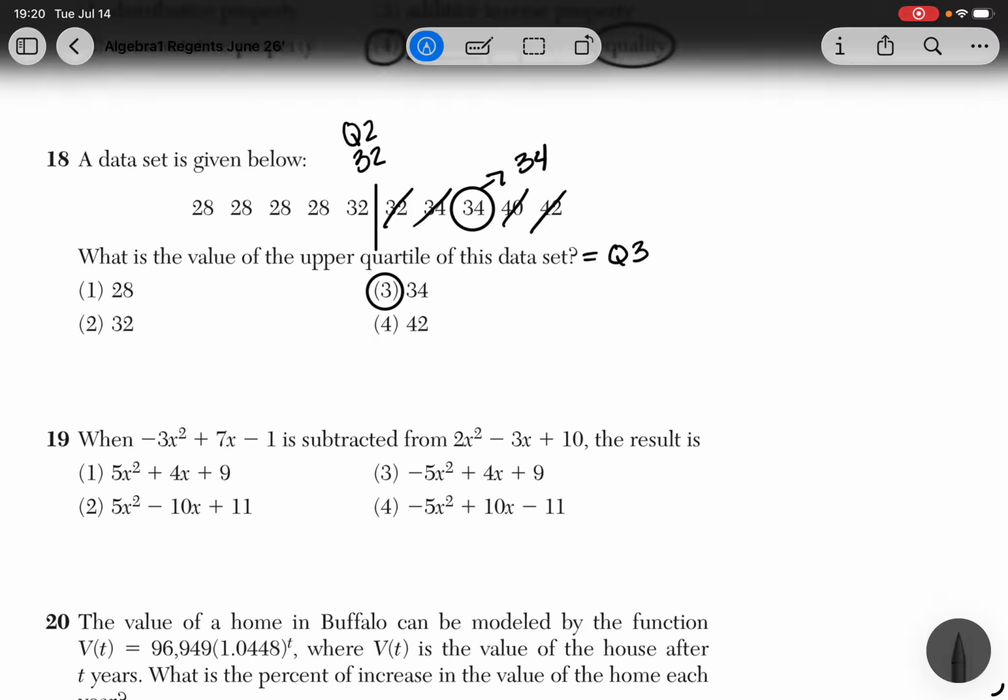You gotta be careful here because some people will choose 28. 28 will be quartile 1. So that would be our lower quartile rather than the upper. 32 is our median, so that also wouldn't be it. And then 42 is our maximum.